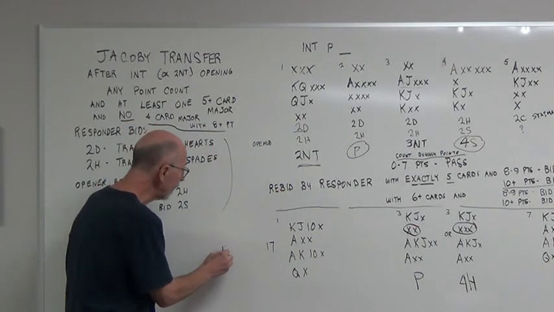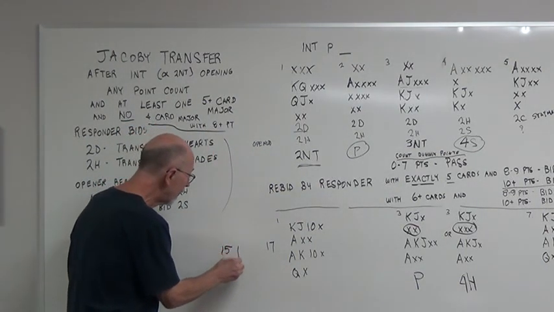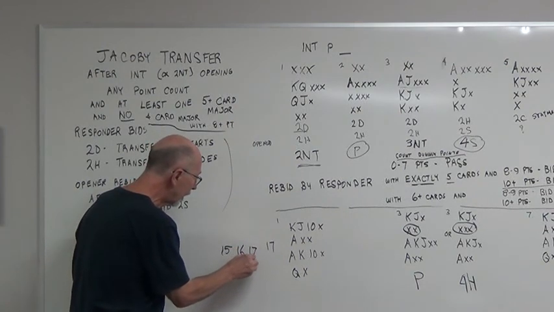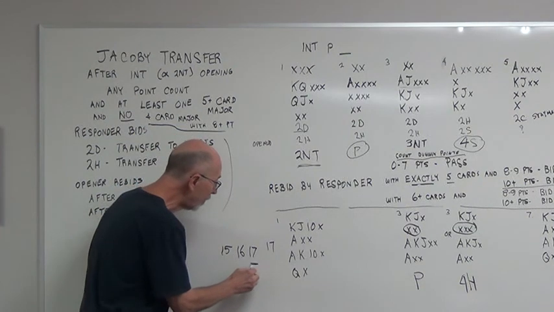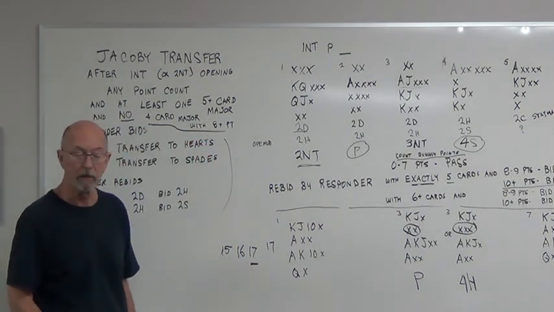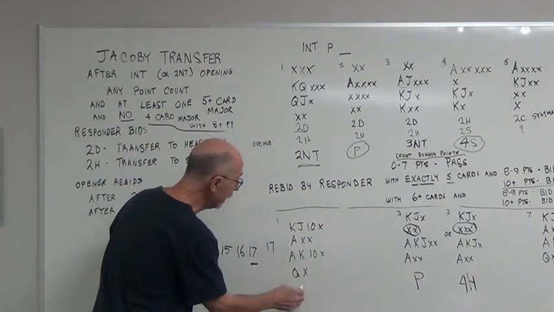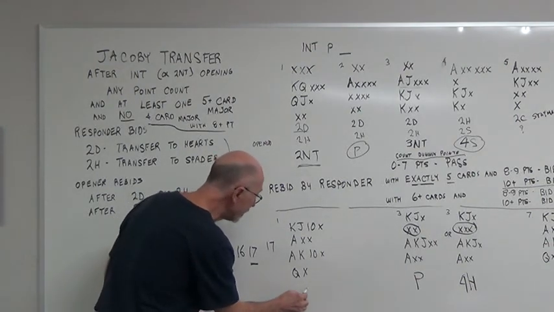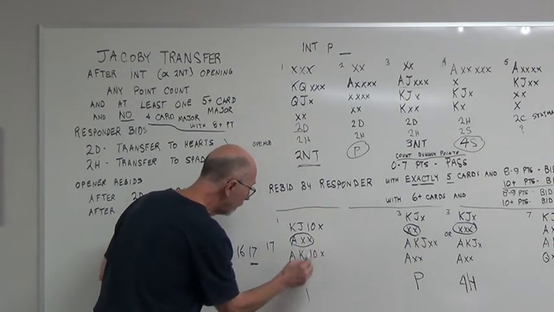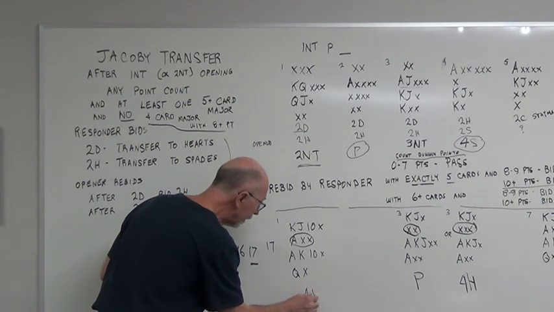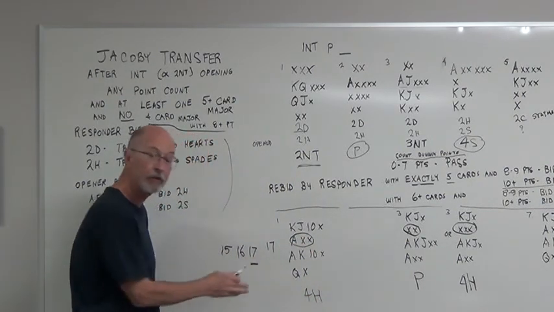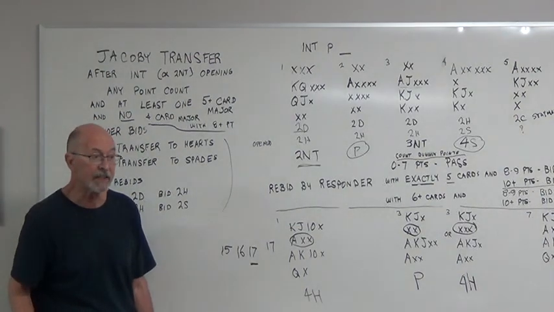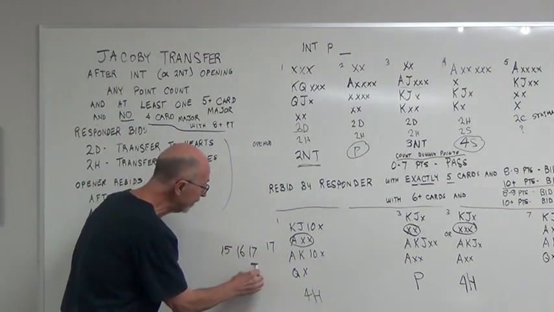Remember the rule on invitational hands? If your partner invites you and you have the maximum, you accept. So you bid 4 hearts here because you have 3 hearts. Okay? If you'd only had 2 hearts there, with the 17 points, you would have bid 3 no trump. You would have taken it to game because you accepted the invitation.